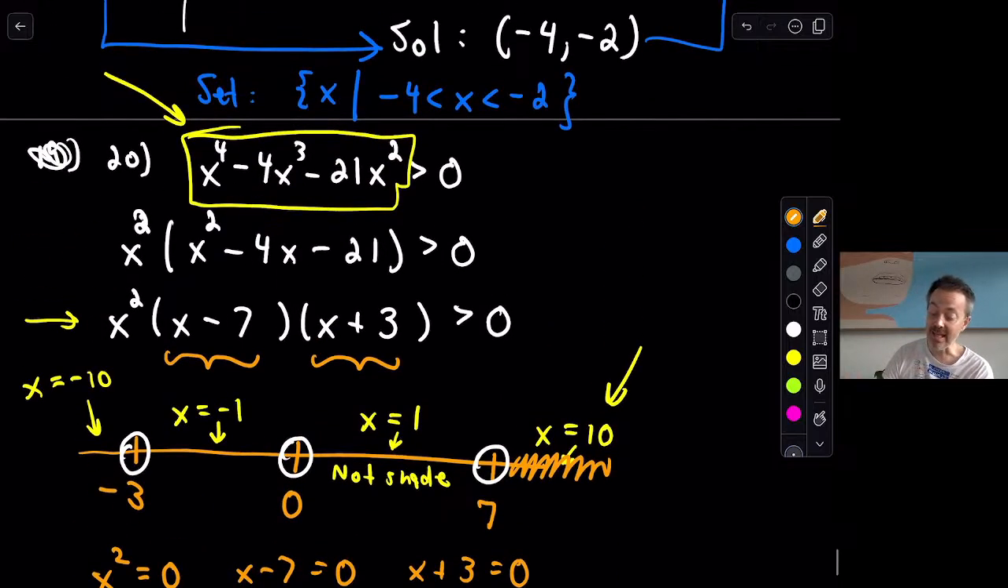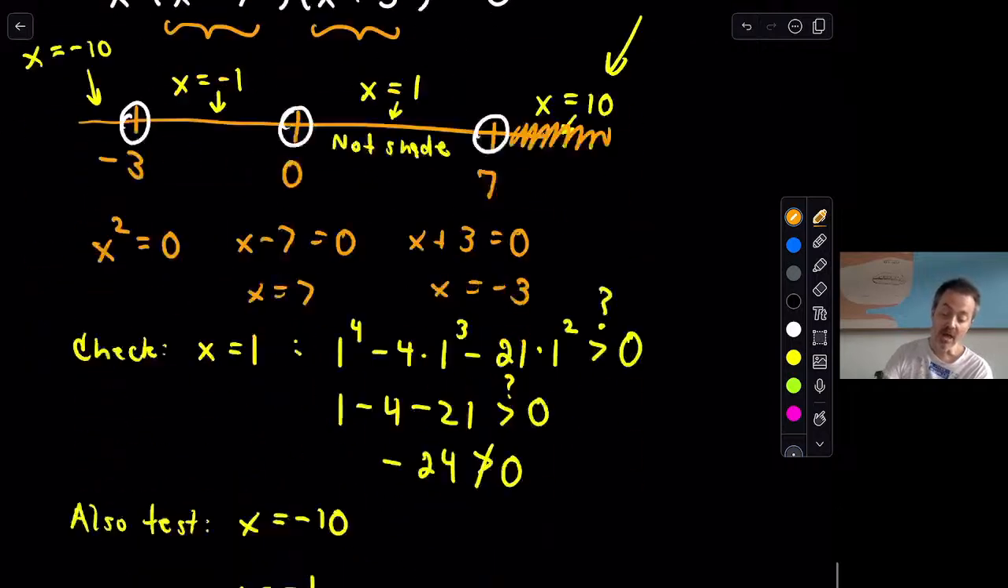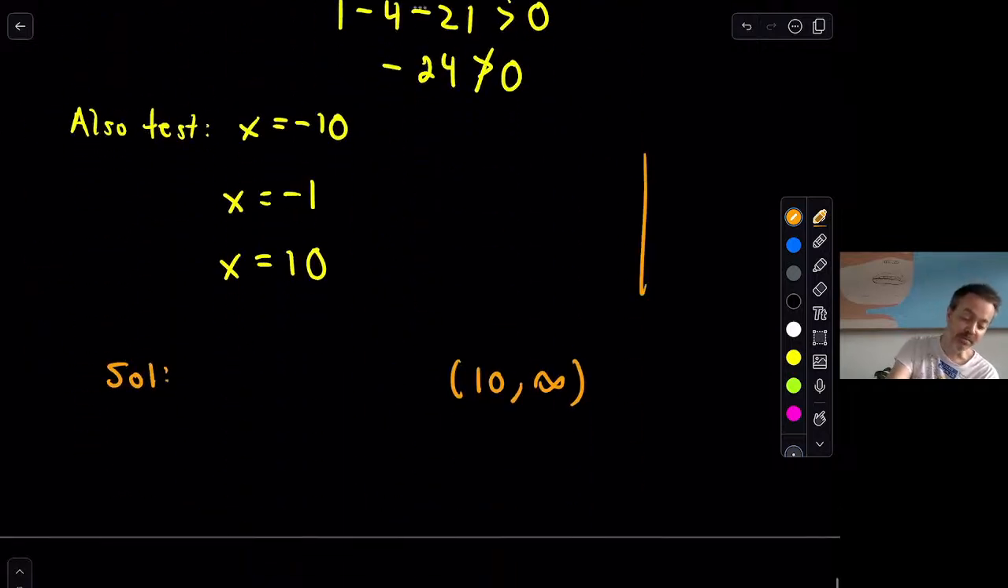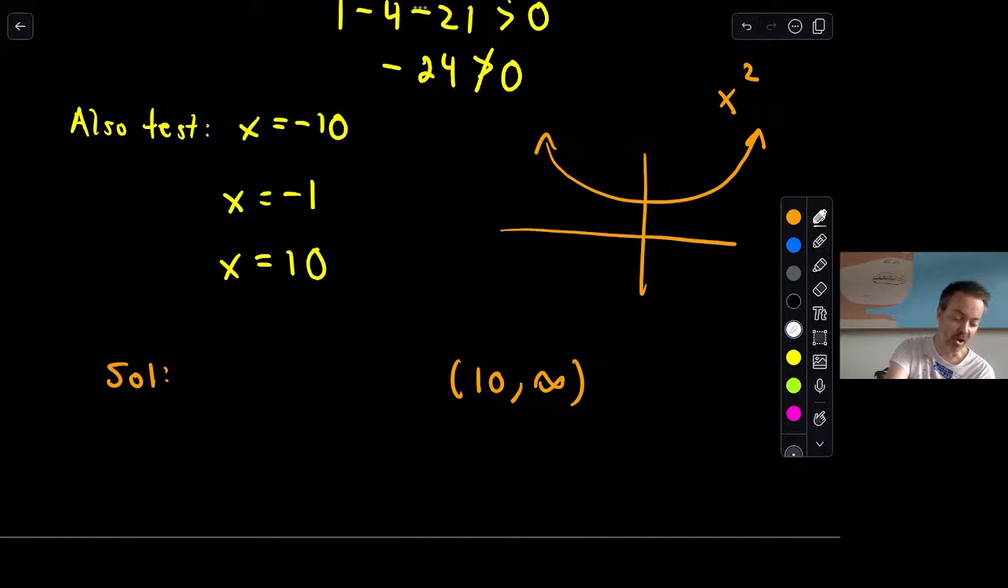Now the interesting thing is I could actually get the solutions because I know with this graph, x to the 4th minus 4x to the 3rd minus 21x squared. You may remember from algebra, right? X squared looks like that. Well, it's going to turn out x to the 4th also looks like that, and so does x to the 6th, and so does x to the 8th, roughly like that.